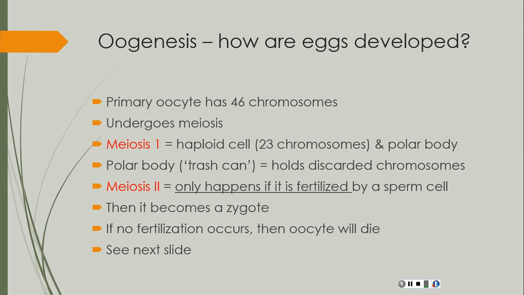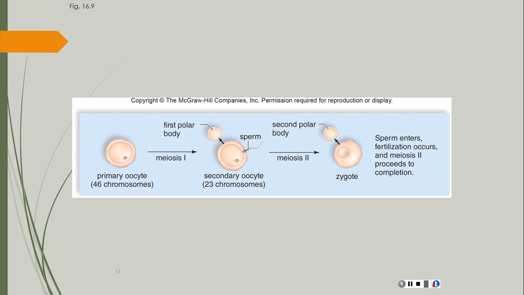And then it goes into the next step, which is meiosis 2. Now, meiosis 2 only happens if it's fertilized by a sperm cell. Then it becomes the zygote. But if no fertilization occurs, then the oocyte will die, typically in 6 to 24 hours. So this is that slide or illustration in your book.